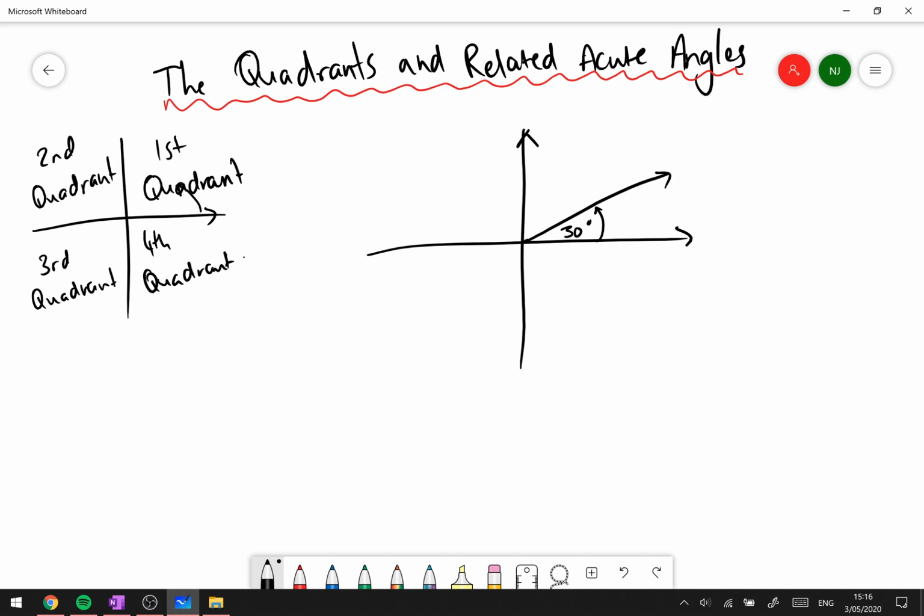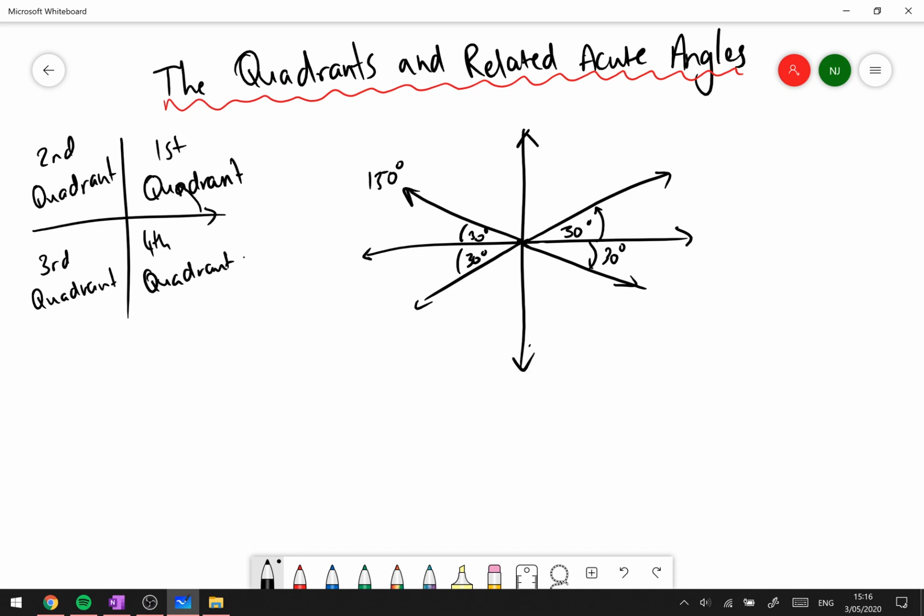Okay, so if we're talking about the related acute angle in the second quadrant, then we're talking about the ray that has a 30 degree angle here. In the third quadrant, it is down here. And in the fourth quadrant, it is something like that. Okay? So the related acute angle for 30 degrees is also 180 degrees before 30 degrees, which is 150 degrees.